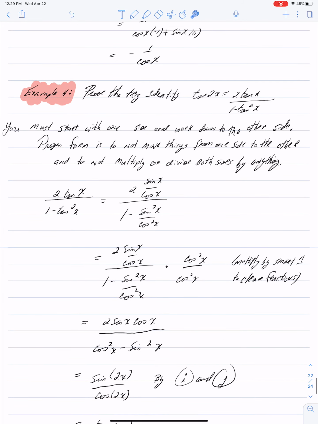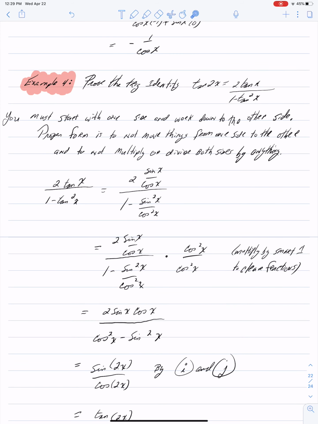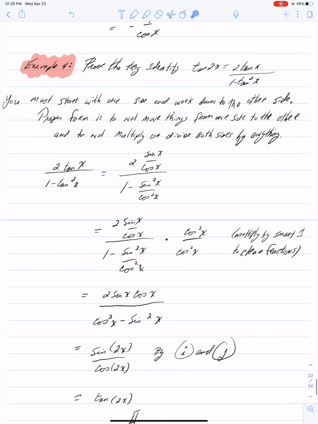Well, here's what I have to say about trig identities. If you prove a trig identity, technically you need to start with one side and get it equal to the other side. It's not kosher to move things from one side to the other. It's not kosher to multiply both sides of an equation by something. You start with one side and you get it equal to the other side. And so let's think about proving this. These are not meant to be hard, but meant to give you some practice.